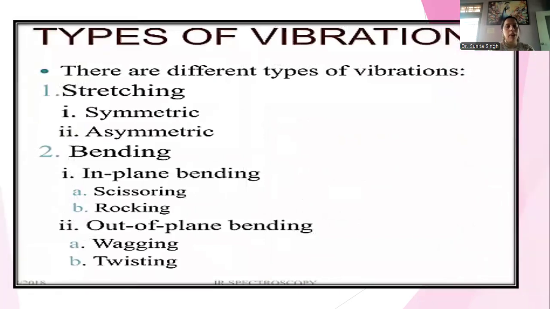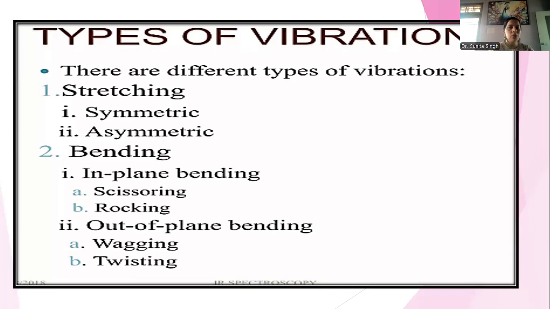There are different types of vibrations which are found in the compound. They are basically divided into two types, which are further divided into various classes, like stretching vibrations, which are further divided into symmetric and asymmetric. Bending is further divided into in-plane bending and out-of-plane bending. In-plane bending is scissoring and rocking. Out-of-plane bending contains wagging and twisting.